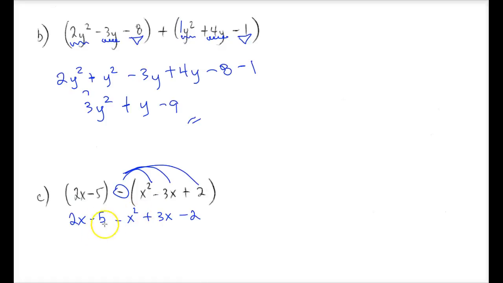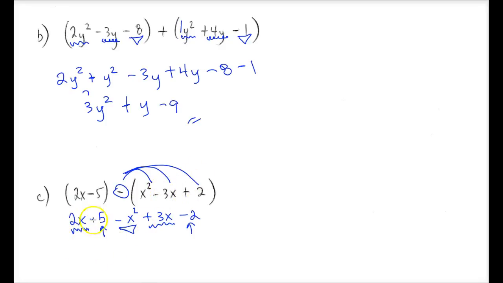And so now from there, we need to group these according to the like terms that we have. Of course, you got 2x and 3x goes together. You have negative 5 and negative 2 goes together. And you have the negative x squared that's all by itself.